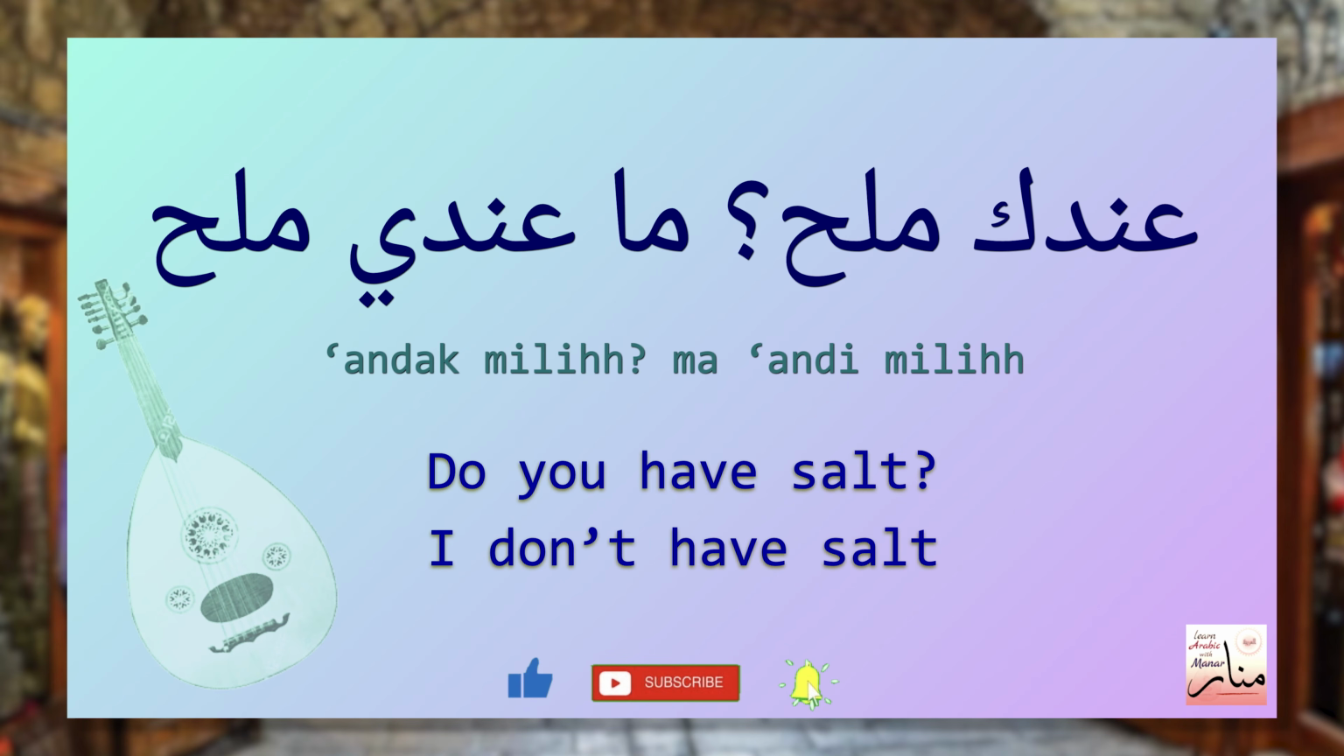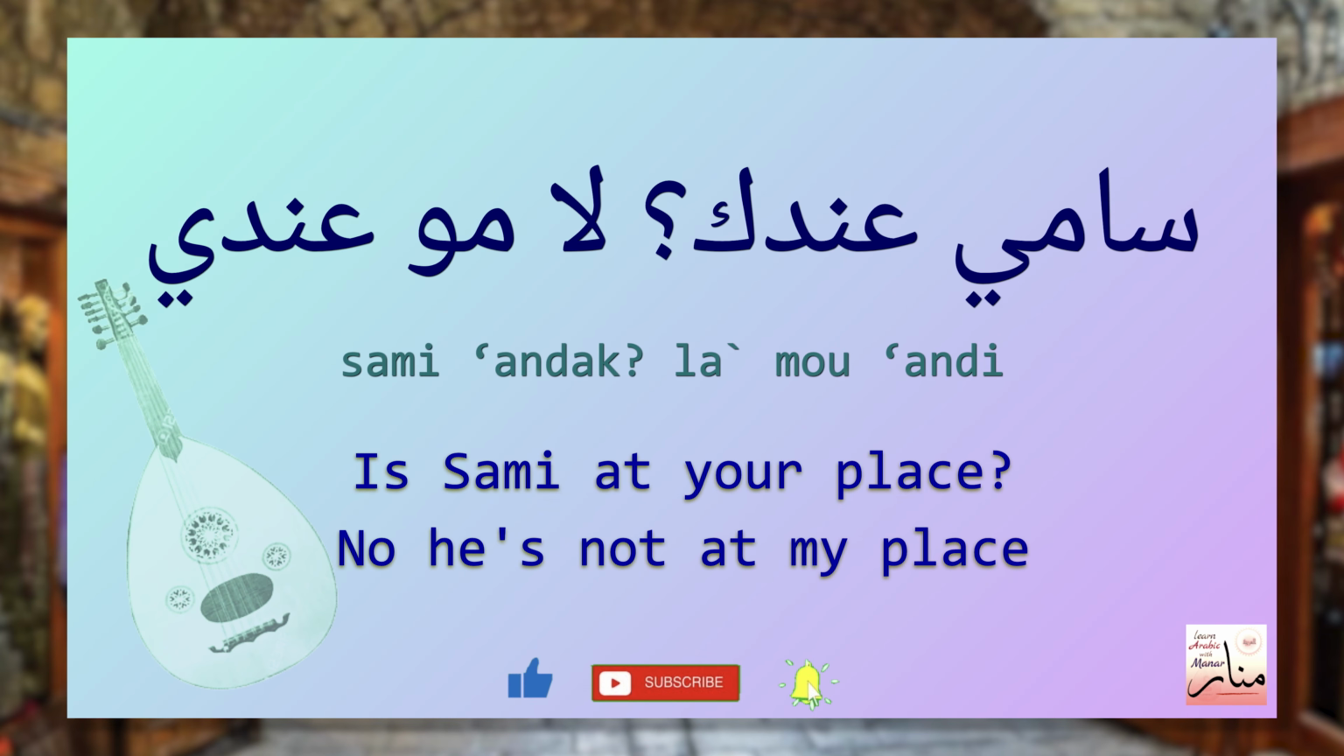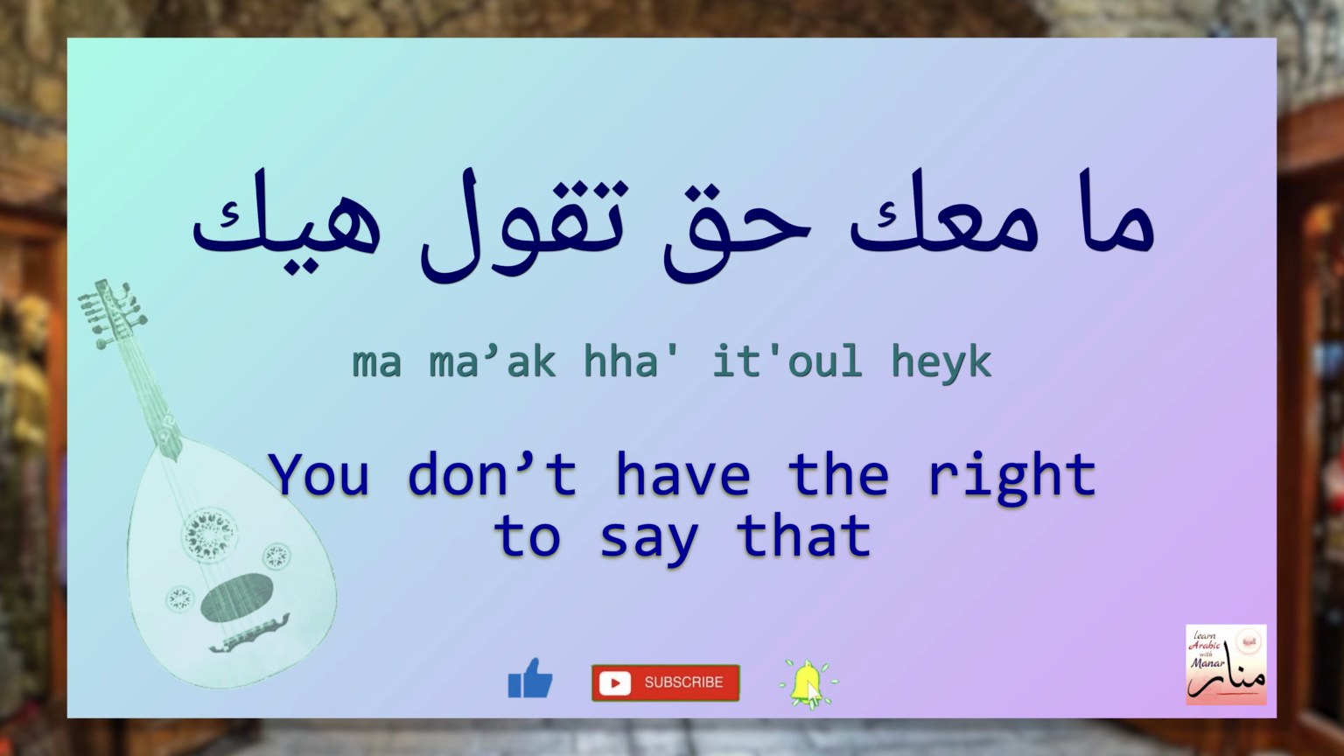Do you have salt? I don't have salt. عندك ملح؟ ما عندي ملح. Is Sami at your place? No, he's not at my place. سامي عندك؟ لا مو عندي. You don't have the right to say that. ما معك حق تقول هيك.